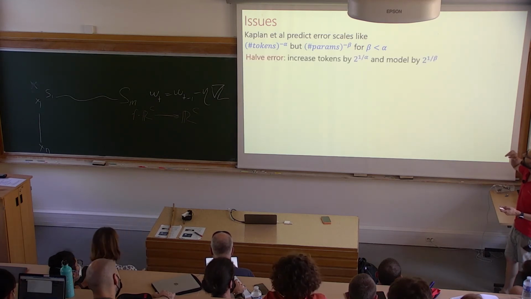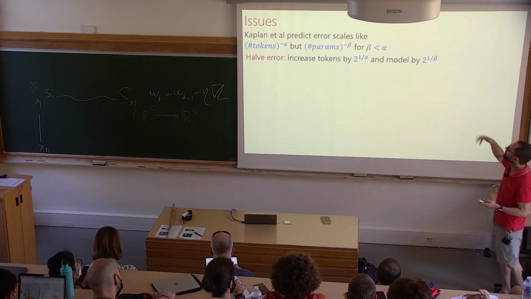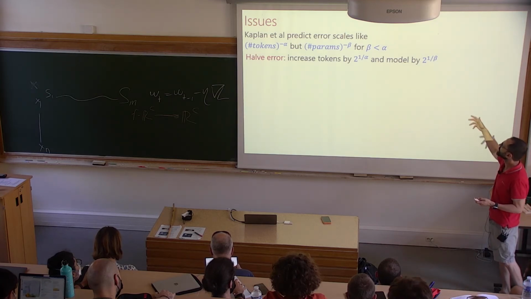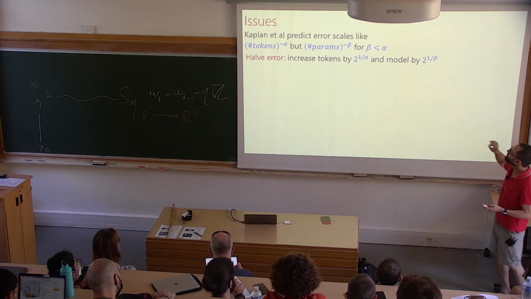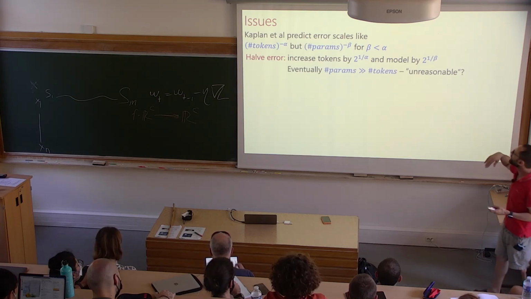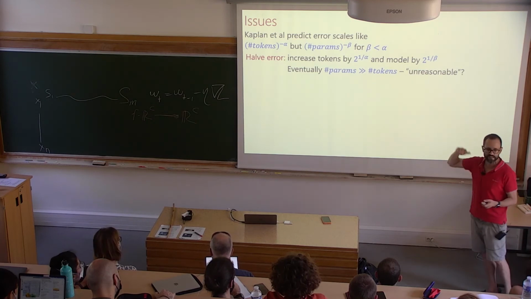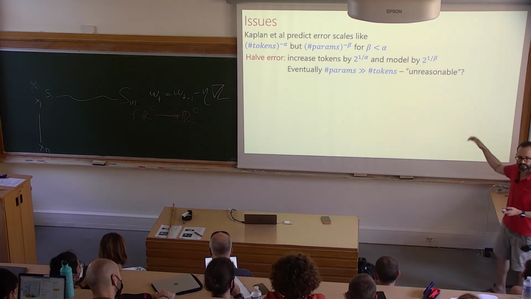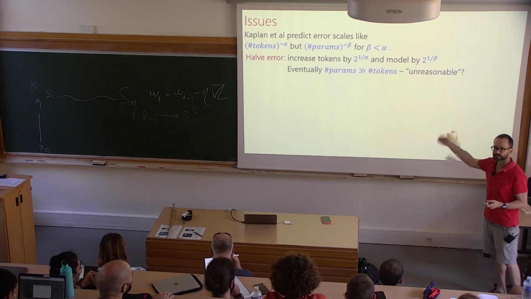Which means that if you need to make the error half, you need to increase the tokens by 2 to the 1 over alpha and also the model by 2 to the 1 over beta, so basically you need the model to grow more. And eventually, if you repeat this to infinity, you'll get the number of parameters to be larger than the number of tokens, which I think is somewhat unreasonable. By tokens, I mean the number of computational steps.